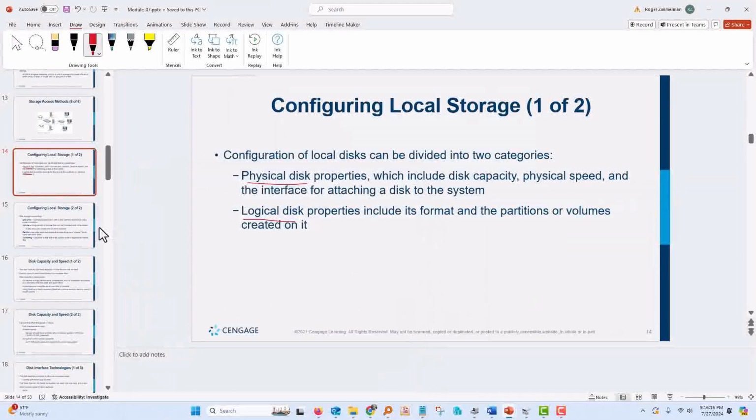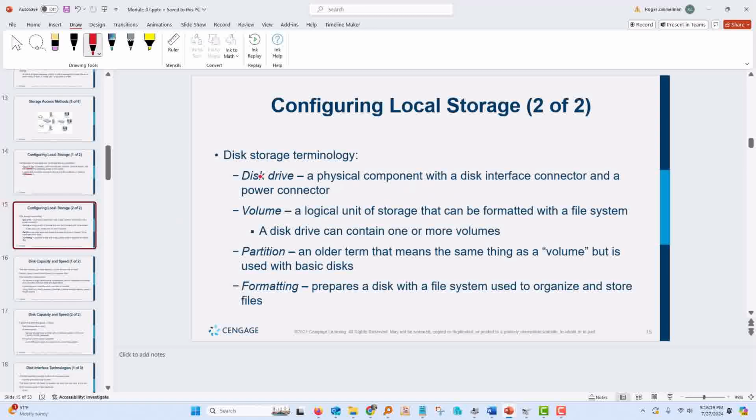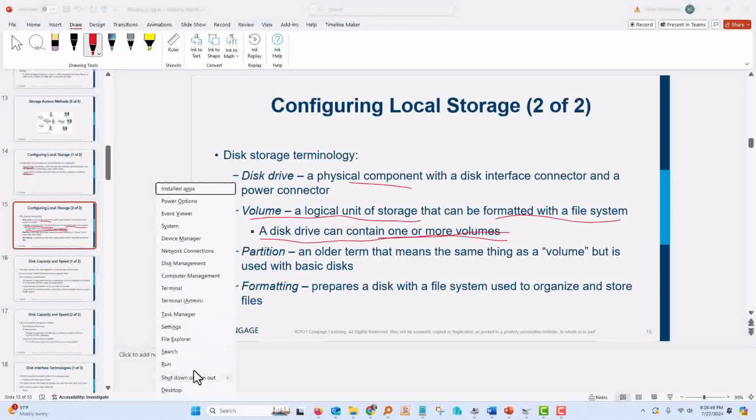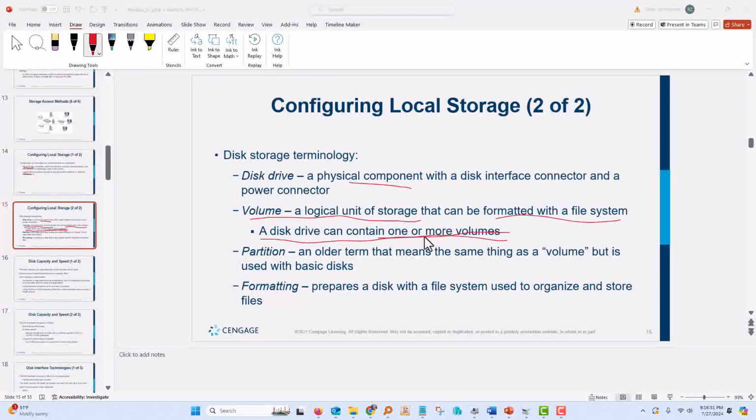Now let's take a look at some other terminology here. When we say disk drive, we're talking about a physical component with a disk interface connector and a power connector. So in other words, that physical disk. When I say volume, I'm talking about a logical unit of storage that can be formatted with a file system. A disk drive can contain one or more volumes.